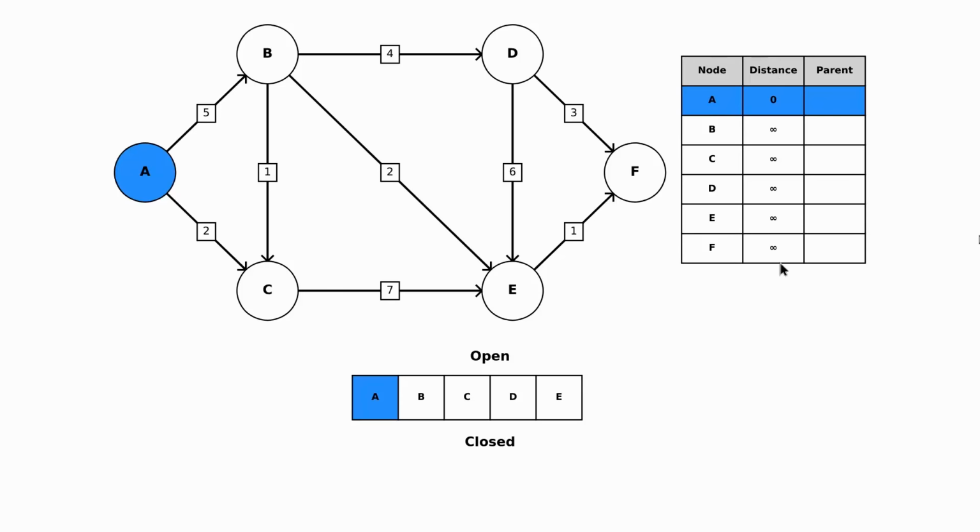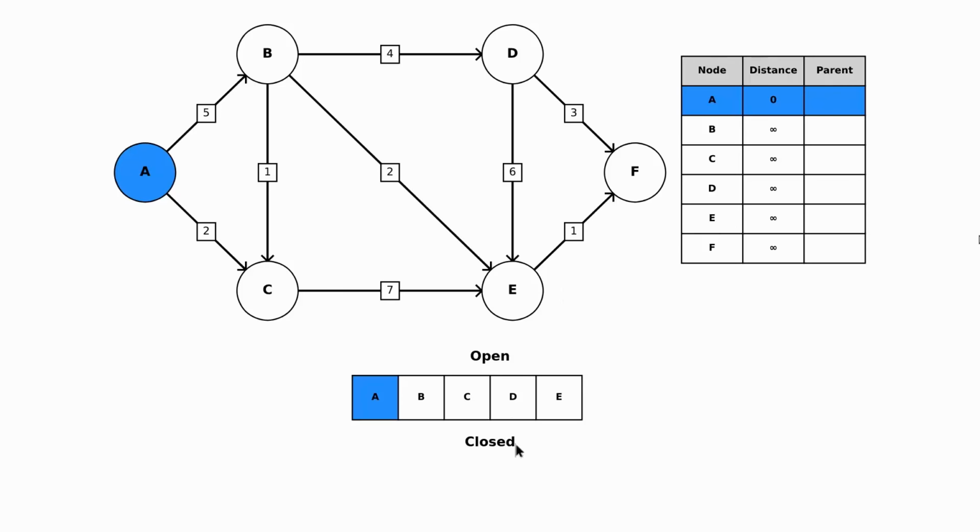And here we have the distance, which represents the currently known shortest distance from A, which is our starting node. So for A, of course, that's zero, but for all the other ones, that's currently infinity. And parent is the parent node we use to derive that distance.